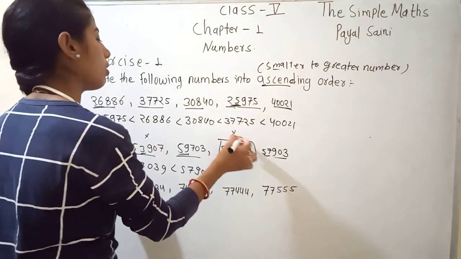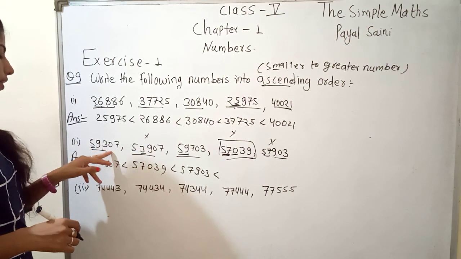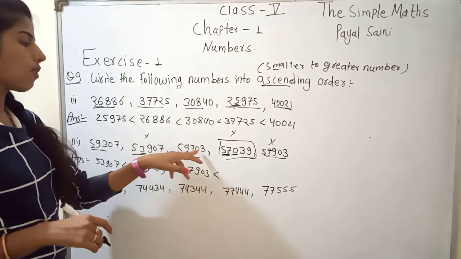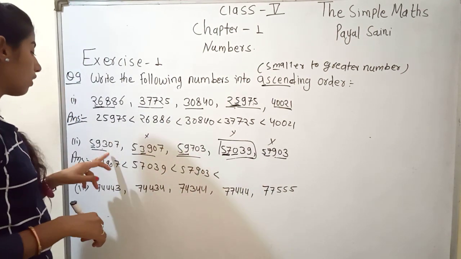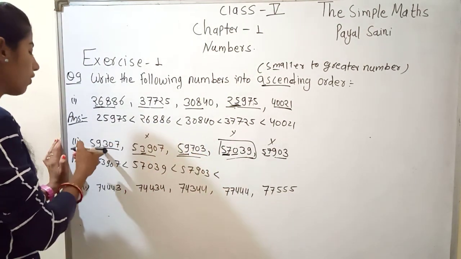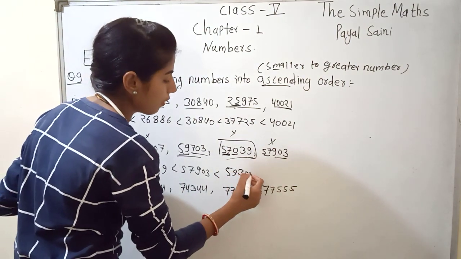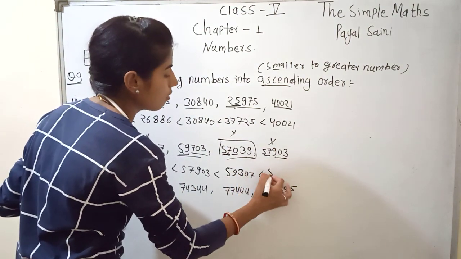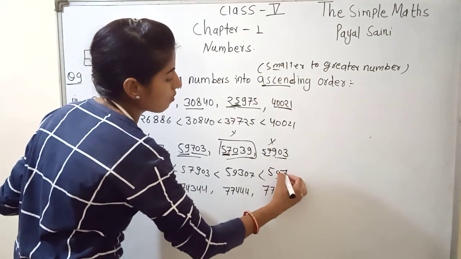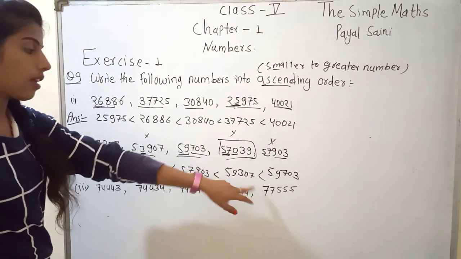We know that number is also right. Now left is 59,307 and here is 59,703. Then we know that 307 is smaller than 703. Then first we write here 59,307, and after that the last, biggest number is 59,703.